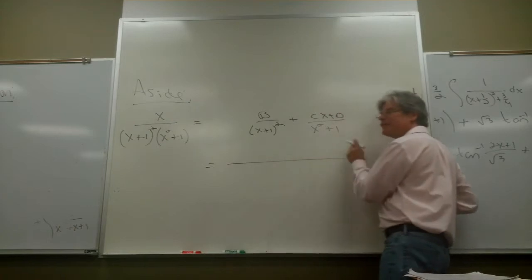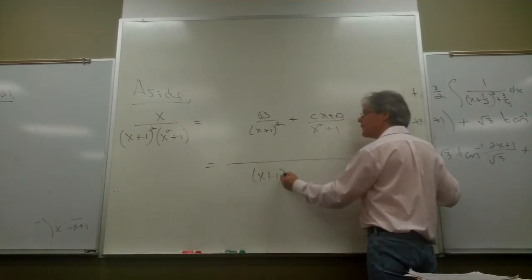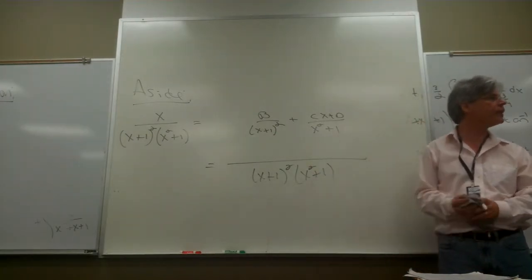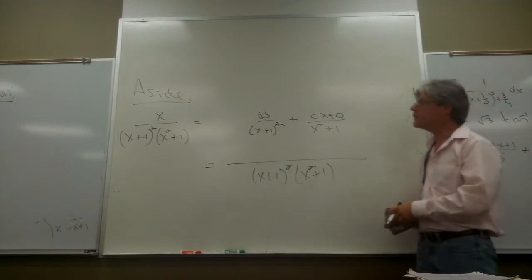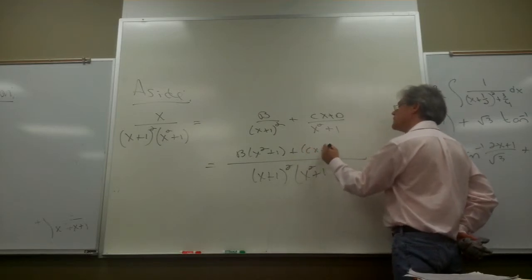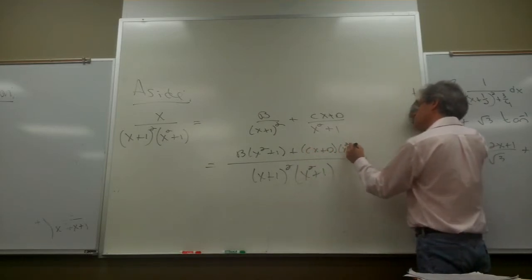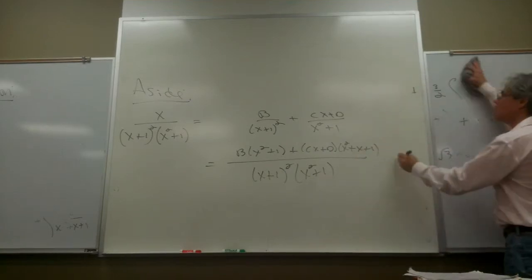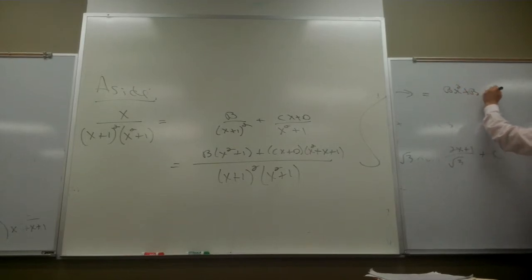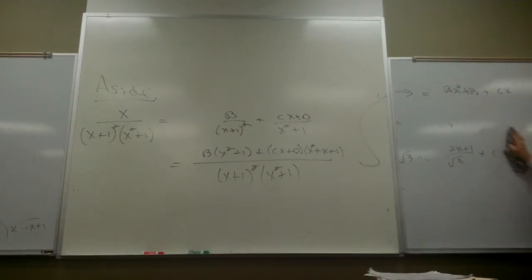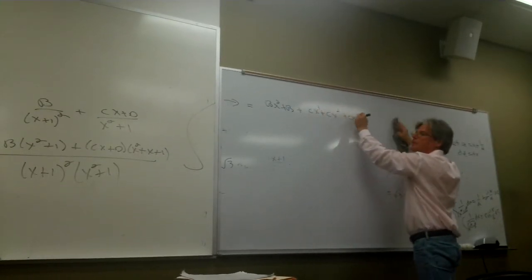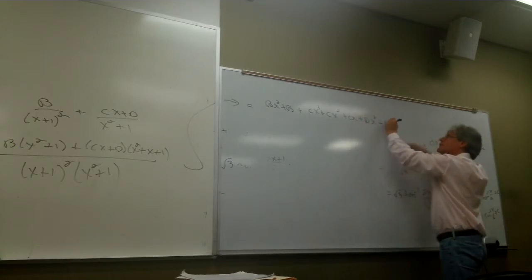If I had to rewrite these two as a single fraction, yes or no, would this be the denominator? Yes, which is what I really wanted. Let's check out what the numerator is. I think my numerator is going to be b times x squared plus 1, plus cx plus d times x plus 1 twice. But I think that would give me bx squared plus b plus, well, cx cubed, plus cx squared plus cx, plus bx squared plus dx plus d.